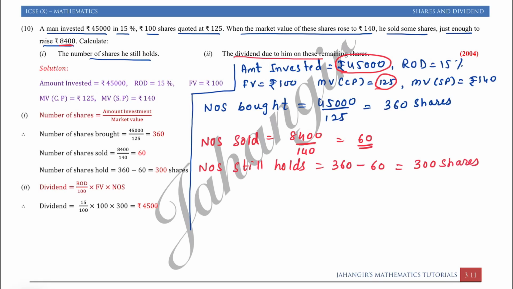The dividend due on him on the remaining shares. This was the first part of the question; this second part is the dividend due on the remaining shares. So the remaining shares are 300. So dividend is equal to ROD 15 upon 100 into face value 100 into number of shares 300. So the 100 cancels out. 15 threes are 45. The dividend on the remaining shares is rupees 4,500.